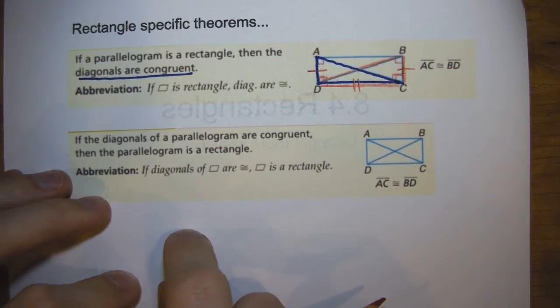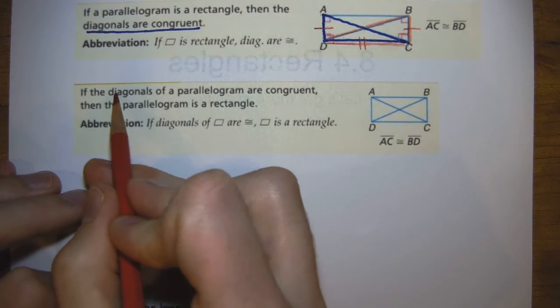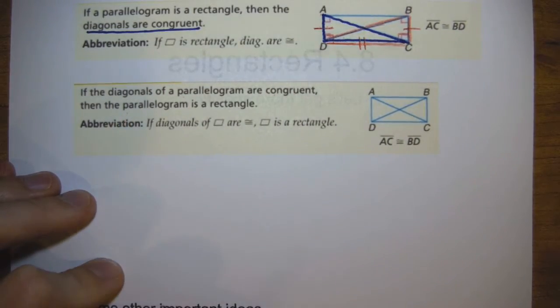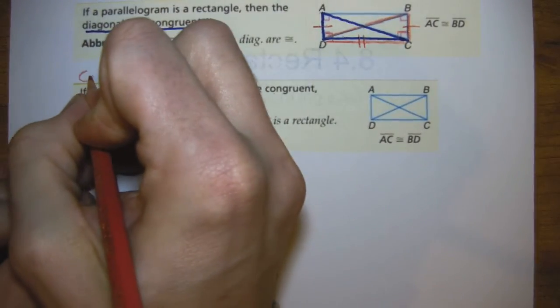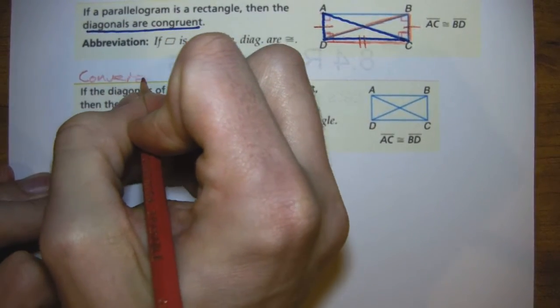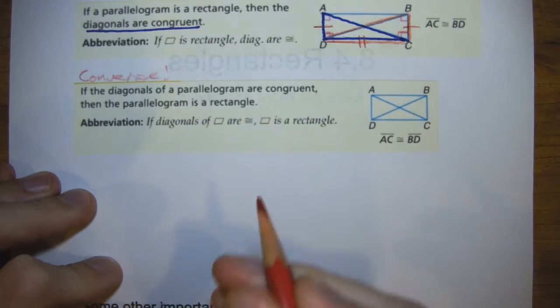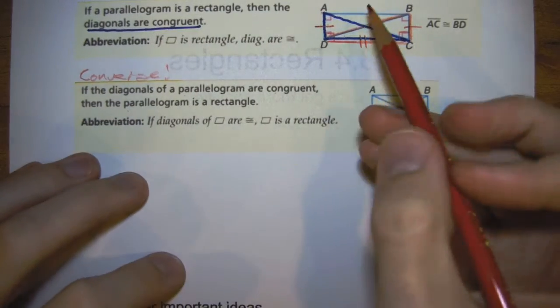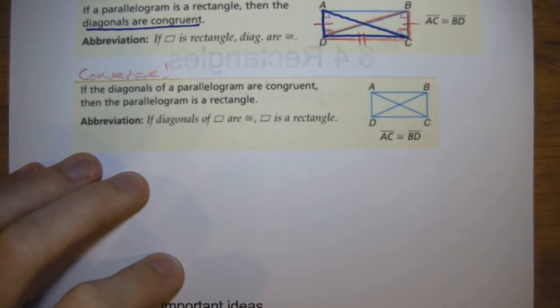All right? Now, take a look. If the diagonals of a parallelogram are congruent, then the parallelogram is a rectangle. This is a converse. In other words, this is a test to see if what we have is a rectangle. All right? So one way we could prove it is if we have those 4 right angles.